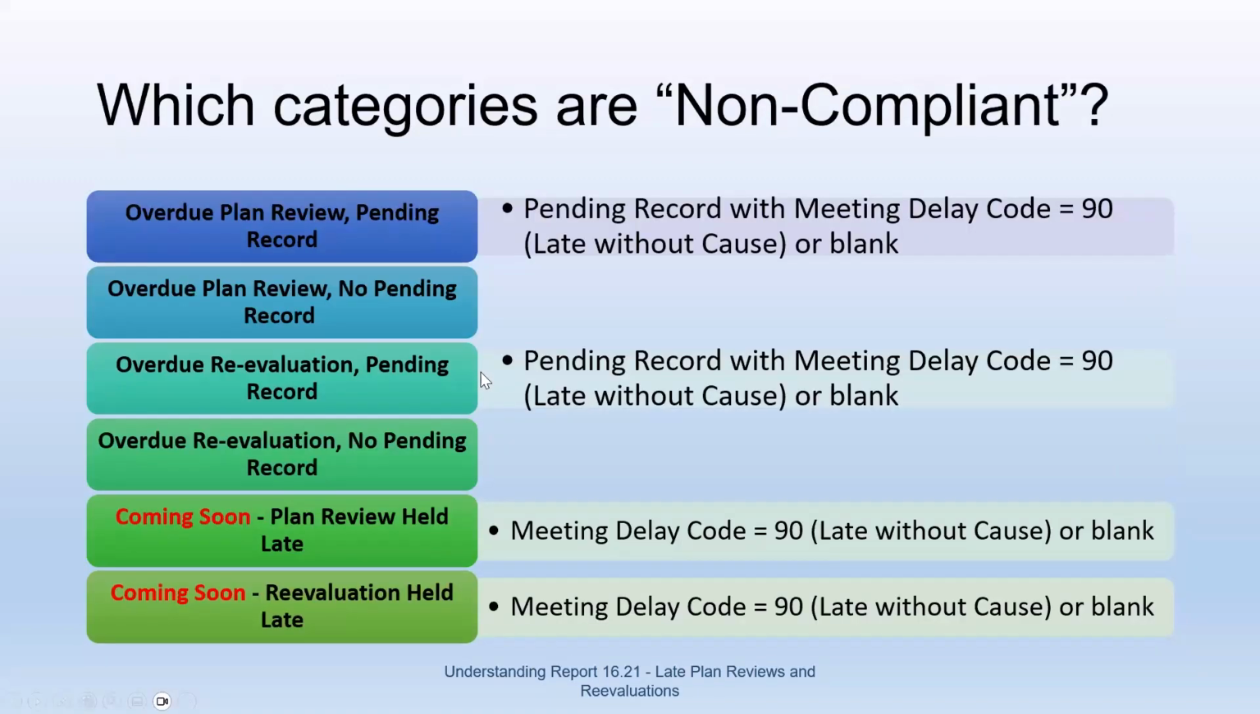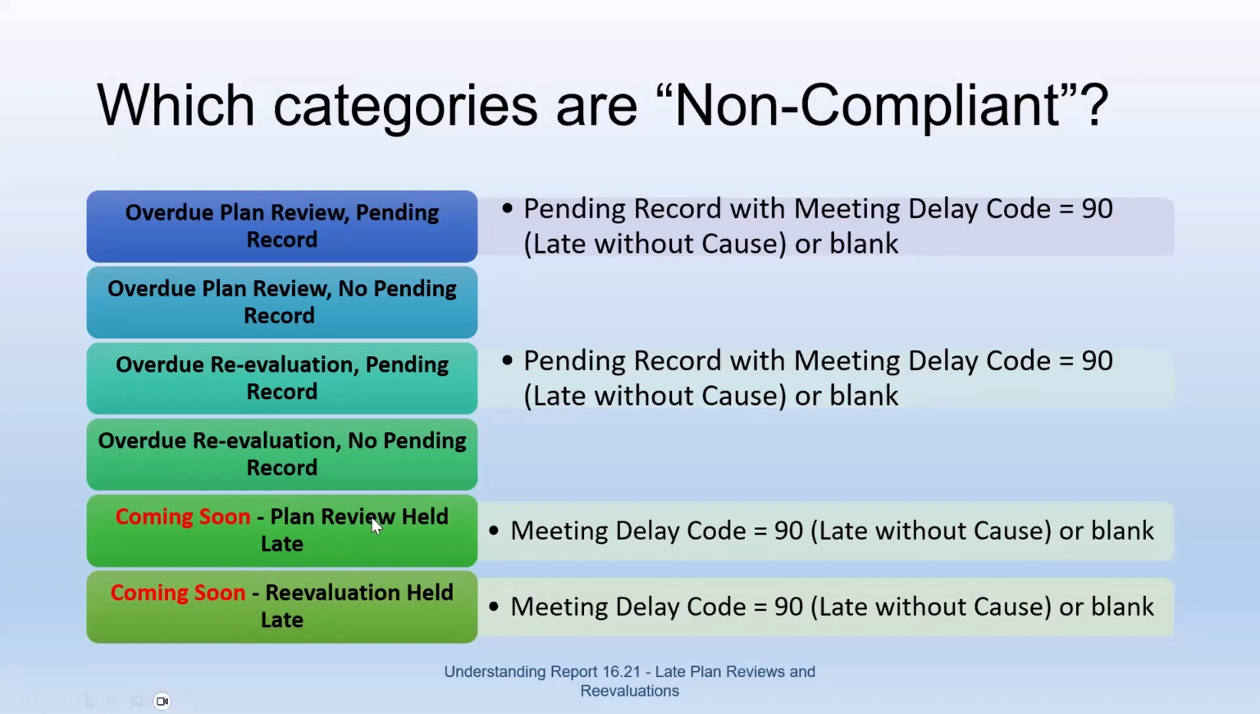Now, which categories are not compliant? Okay, key word here. Anytime you see overdue plan review, if there is a monitoring category that says overdue plan review with or without a pending record, those are considered non-compliant, okay? Now, there are a couple of categories that right now do not show up using the non-compliant filter, which I'll show you in just a second. And those are the two categories at the very bottom. We've got a change request coming that will put those in the non-compliant category.